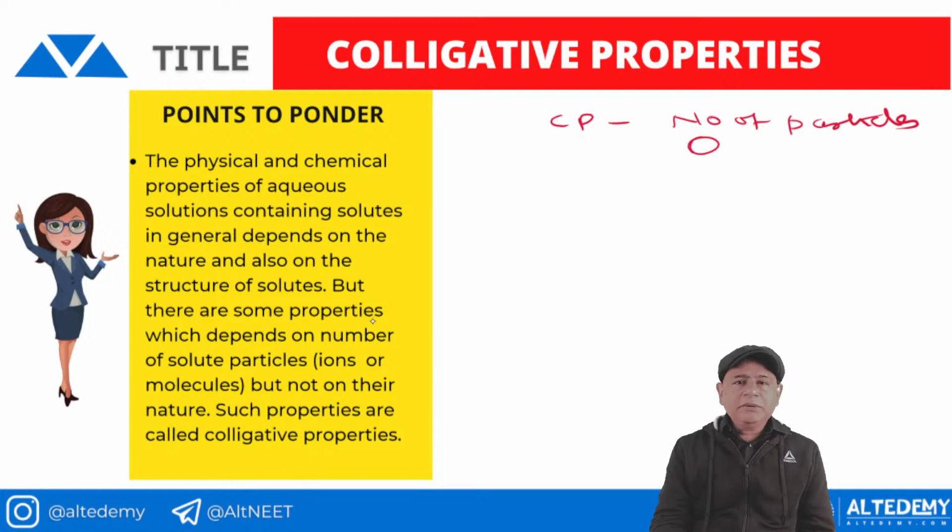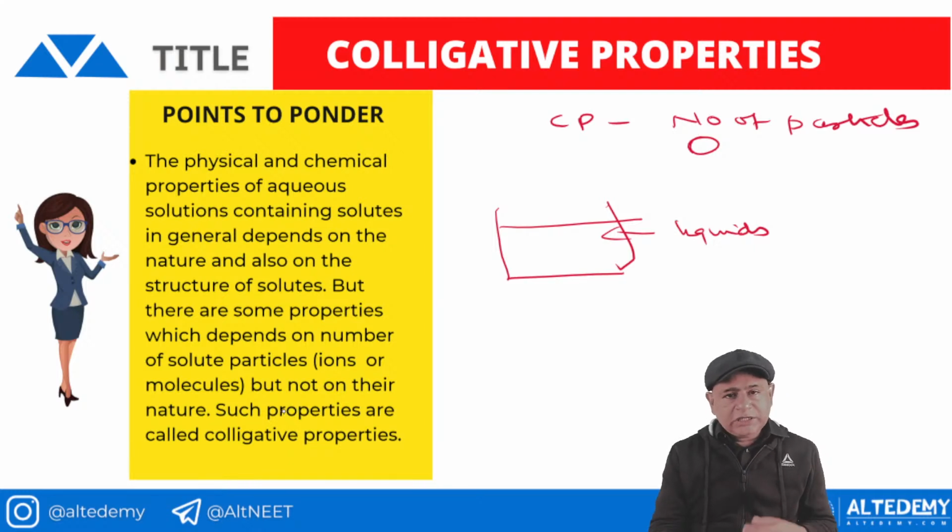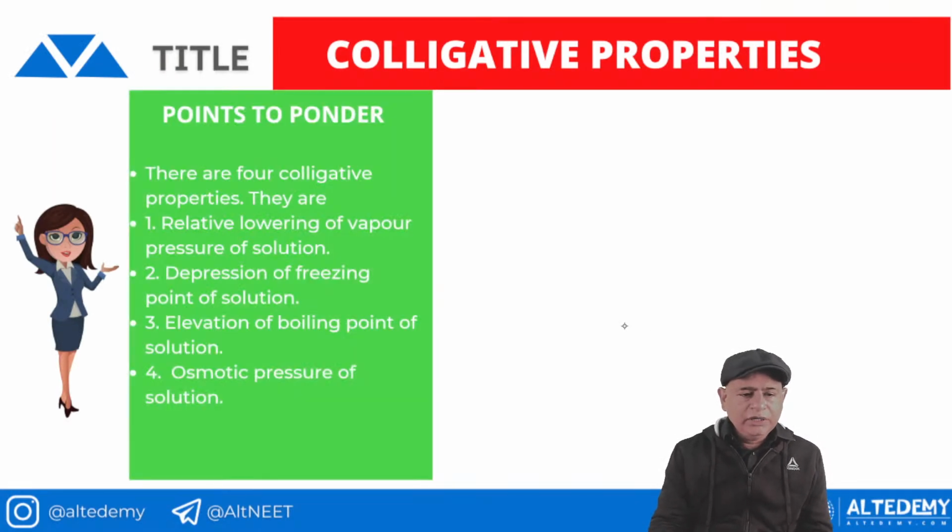So there are some properties which depend on the number of solute particles. We are always talking about a solution, and this is a liquid solution. Many physical and chemical properties are dependent upon the number of solute particles, and not upon the nature of these particles. Such properties are called colligative properties. There are 4 colligative properties.